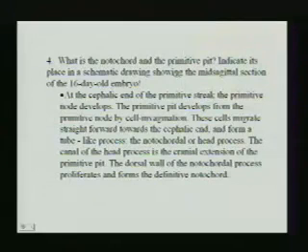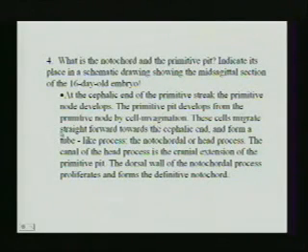So what is the notochord in the primitive pit? Indicate its place in a schematic drawing showing the mid-sagittal section of the 16-day-old embryo. So you will not be asked to draw, but you may be asked to label. So at the cephalic end of the primitive streak, the primitive node develops. Primitive pit develops from the primitive node by cell invagination. So this is a new term that we are learning. The cells will push inward and create a sheath, so it is invagination.